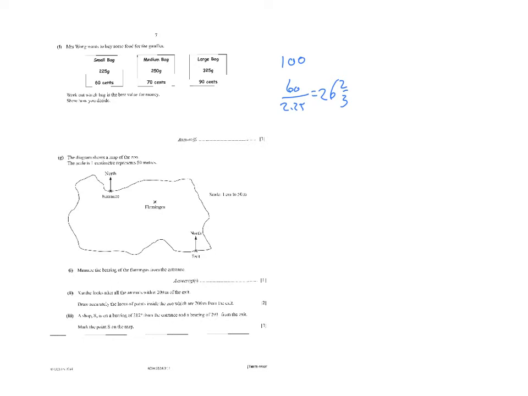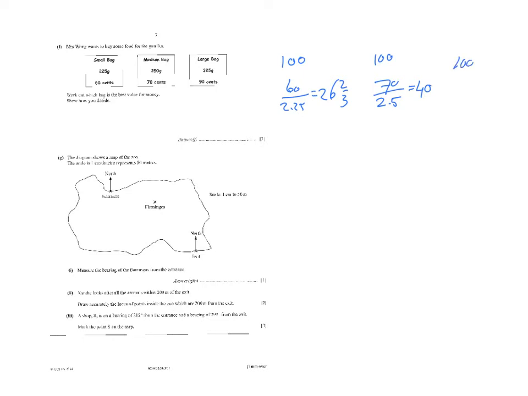I'm going to do the same for the medium bag. For the 100 grams in a medium bag, I'm going to pay 70 divided by 2.5, because the 70 cents is for 250 grams, so divided by 2.5 to find out how much I would pay for 100 grams. 70 divided by 2.5 is 14. There are other ways of doing this, but this is just one way to equal the weight or the mass of each bag to each other.